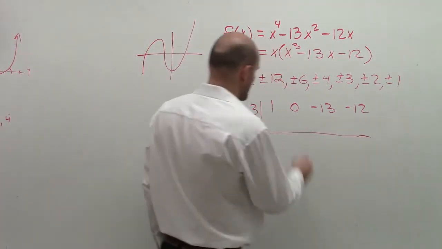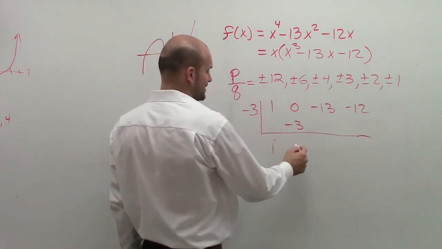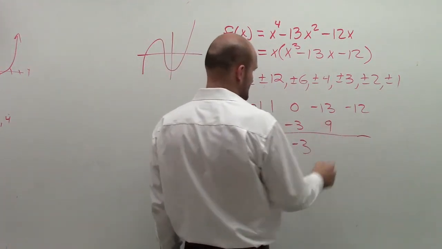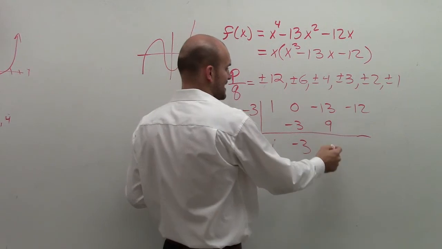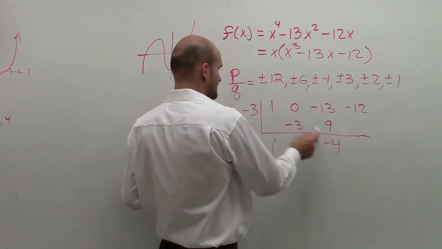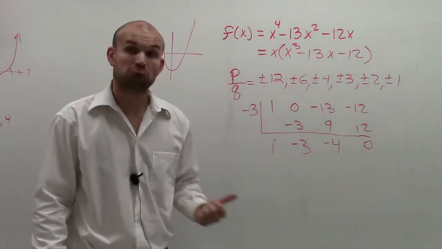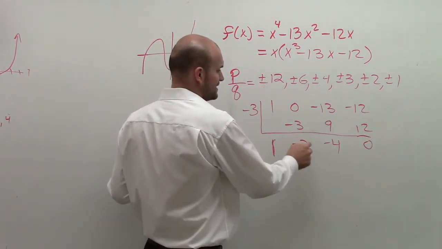So what I have here is bring down the 1. 1 times -3 is -3. -3 plus 0 is -3. -3 times -3 is going to be a positive 9. -3 plus 9 is going to be... -4. -4 times -3 is going to be a positive 12. Pretty cool, right? So therefore, now I have my factor at 1, -3, -4.